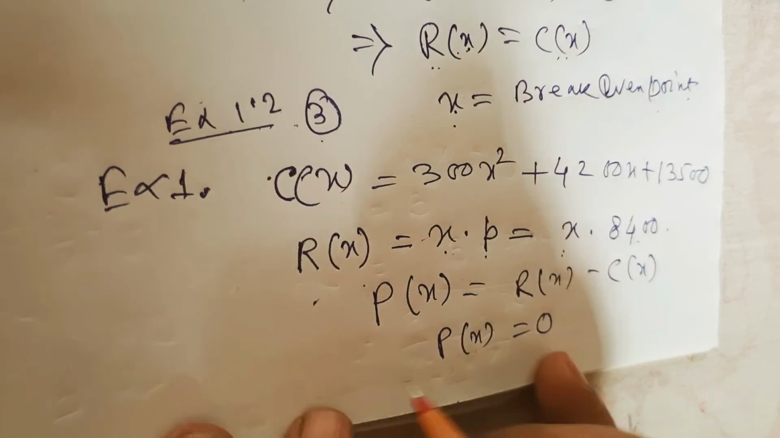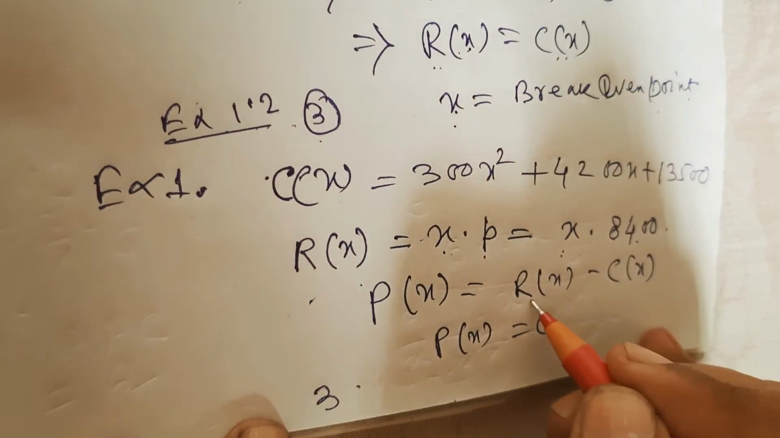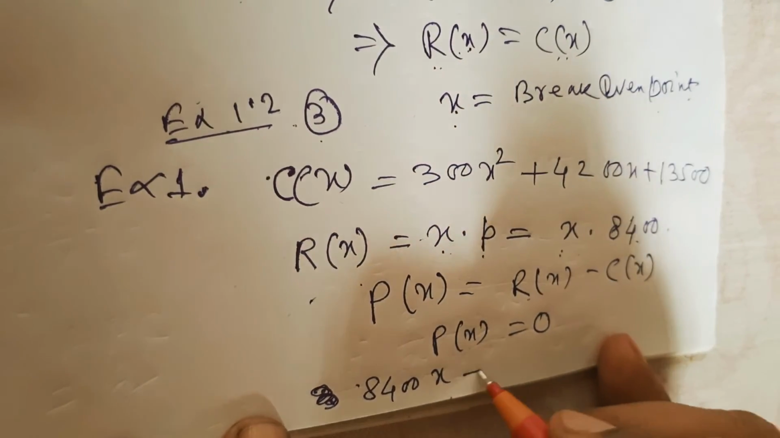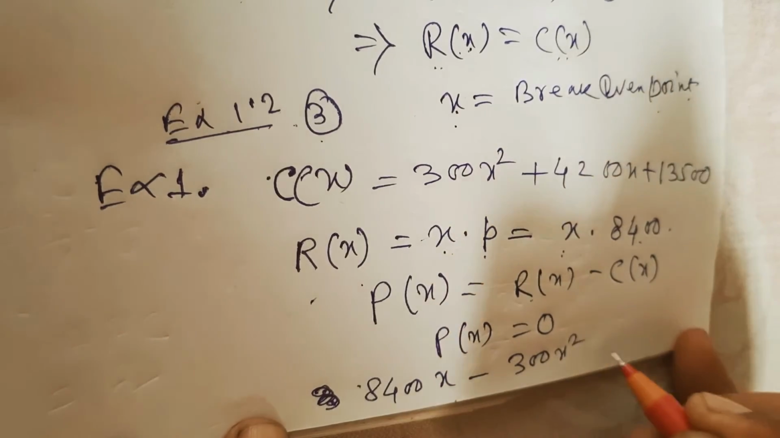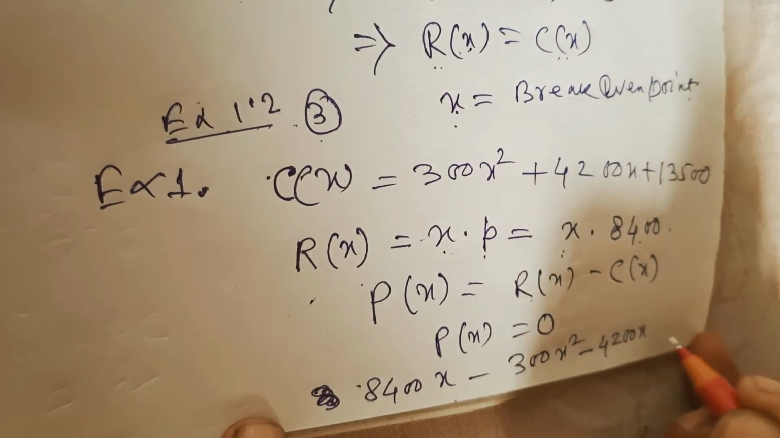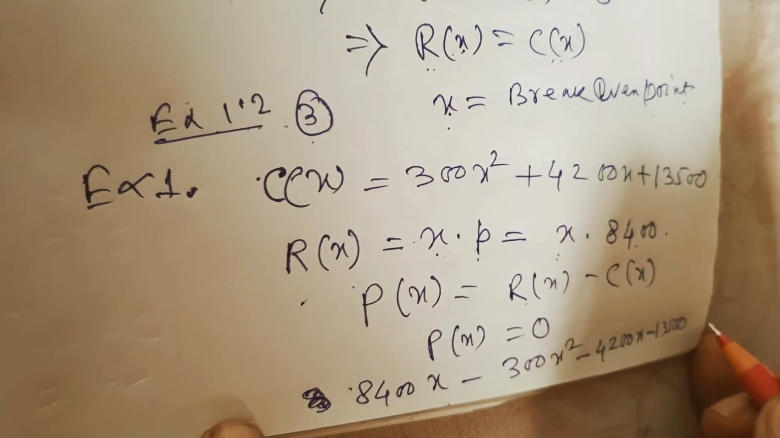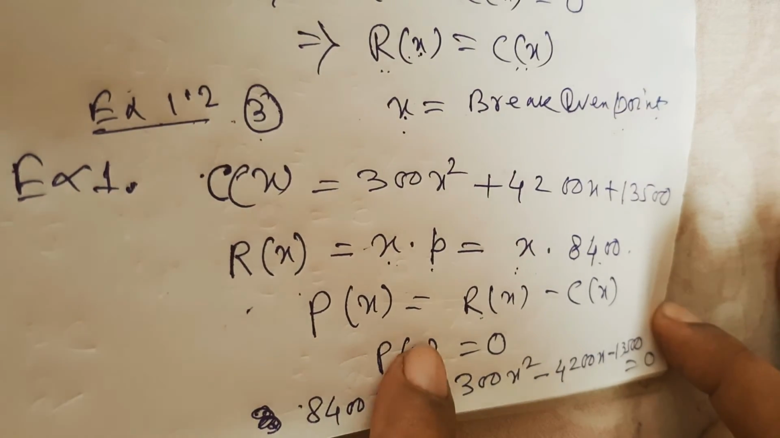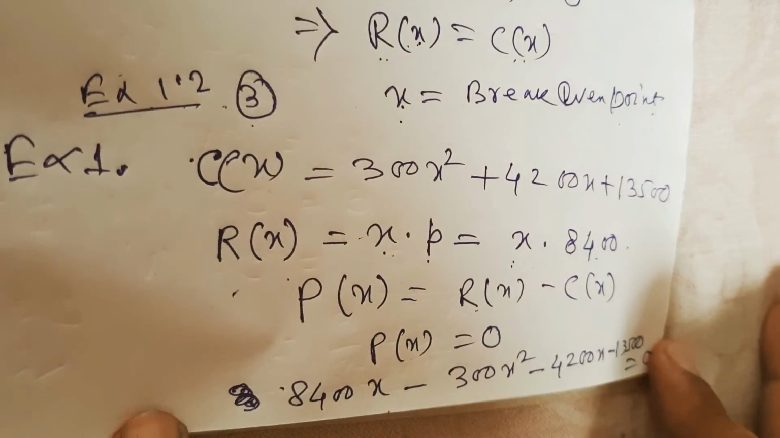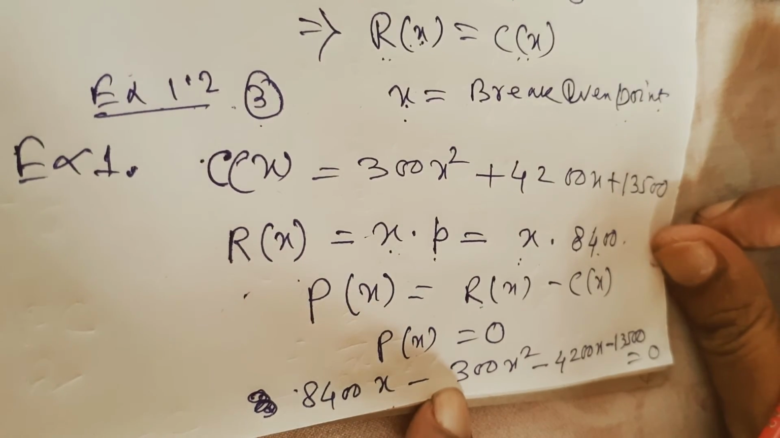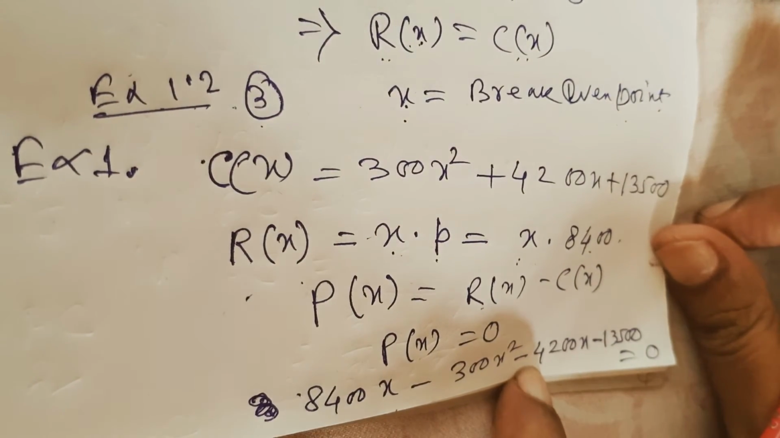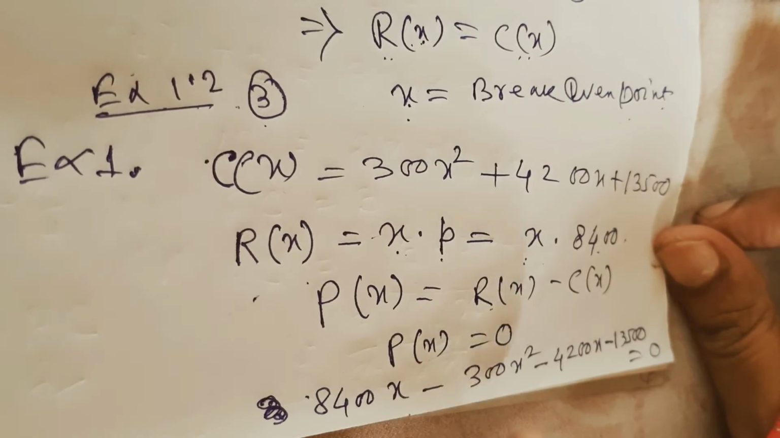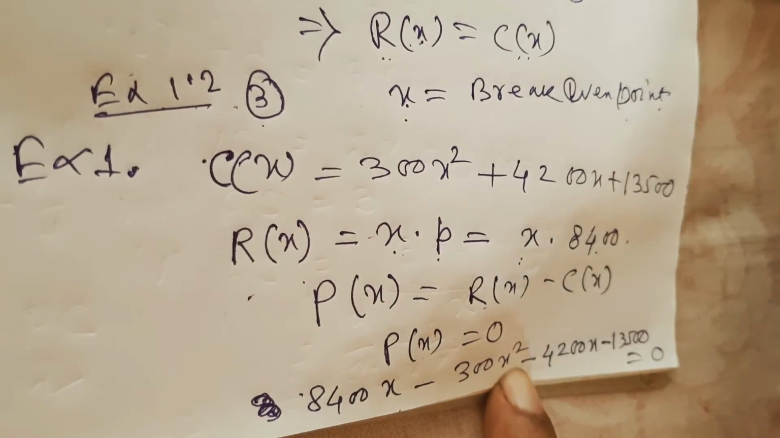Now I am writing Rx minus Cx is equal to 0, which means 8400x minus 300x square minus 4200x minus 13500 is equal to 0. Now I find the value of x. This x is called a break-even point.